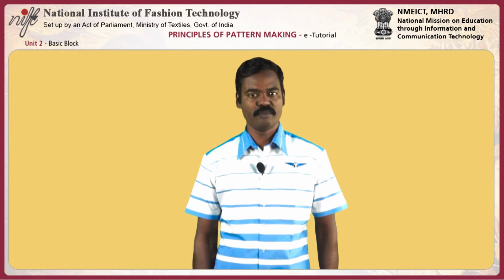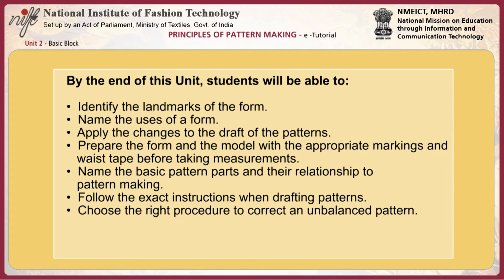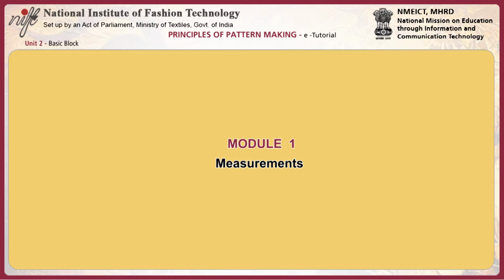explained in the demonstration. By the end of this unit, students will be able to identify the landmarks of the form, name the uses of the form, apply the changes to draft of the pattern, prepare the form and model with the appropriate marking and waist tape before taking measurements, name the basic pattern parts and their relationships to pattern making. Follow the exact instruction when drafting patterns.